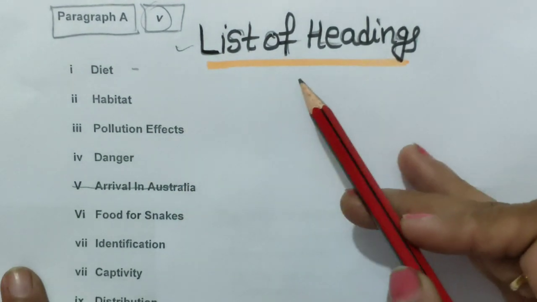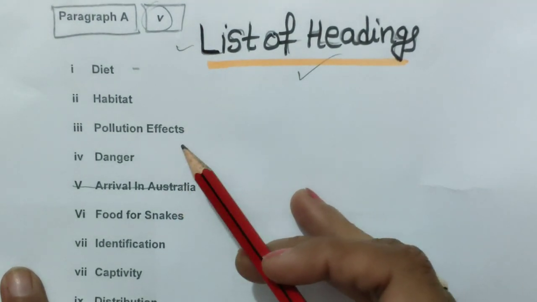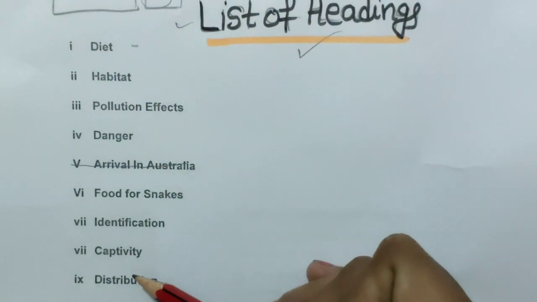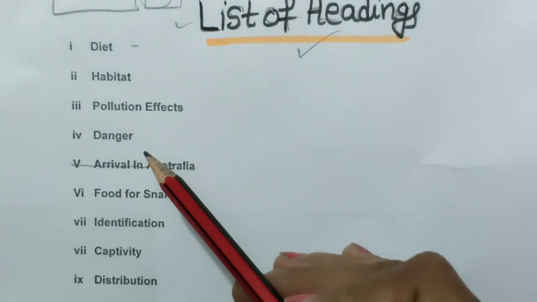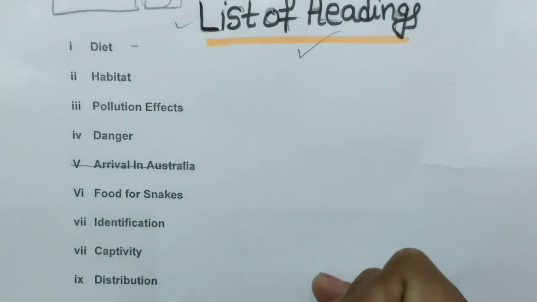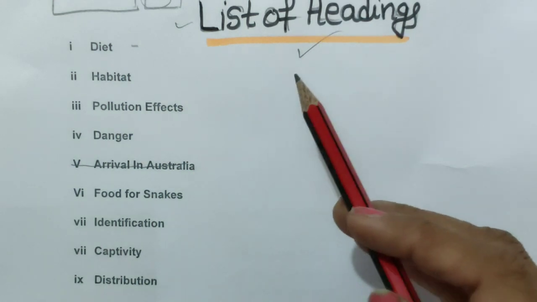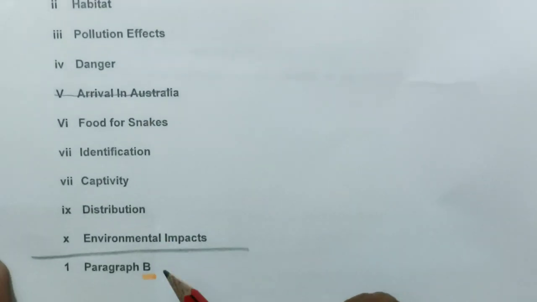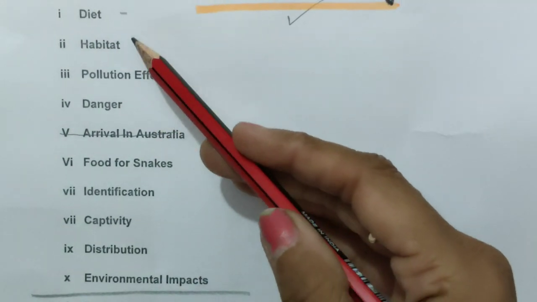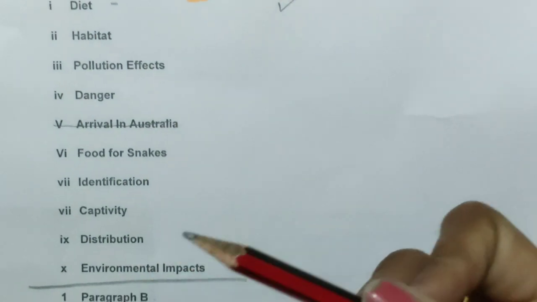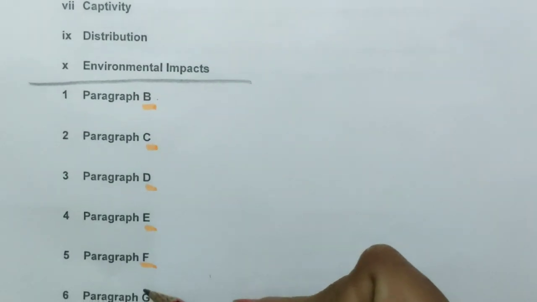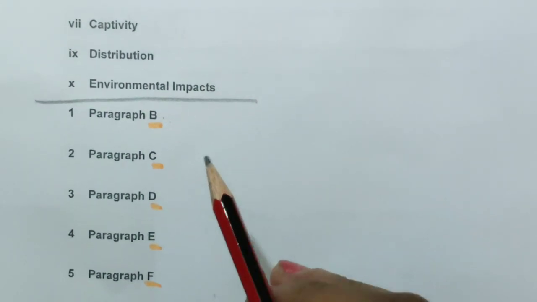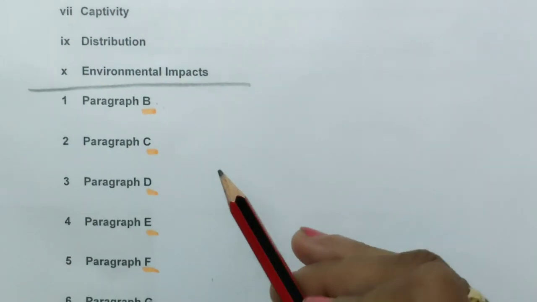Now, list of headings, how to attempt these questions. First we will read all the options, these headings, then go to the paragraph, read it, and come back again to the headings. Another method is to read the first paragraph. A is already solved, so we will read paragraph B and then match any heading if something is matching. Here it is B, C, D, E, F, G. For each paragraph you have to choose one option. This is list of headings, meaning for each question you have to give one heading.